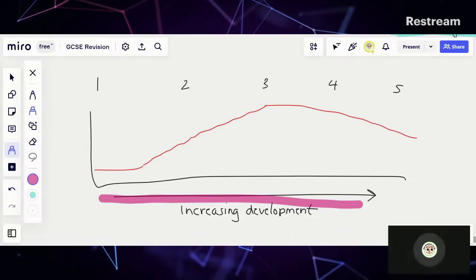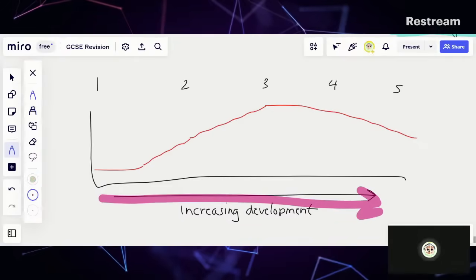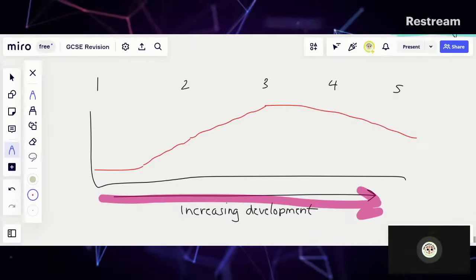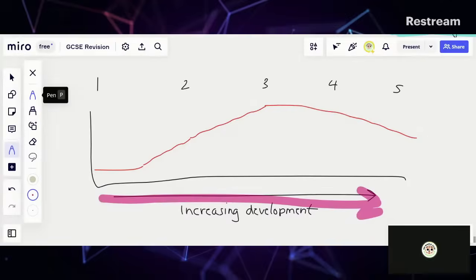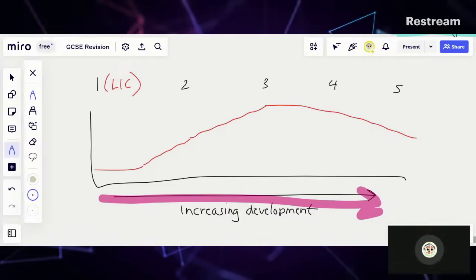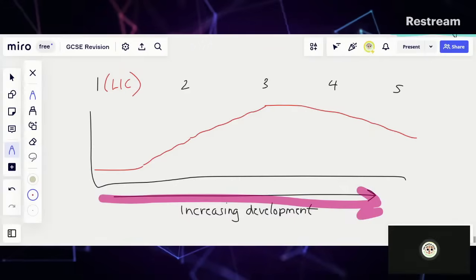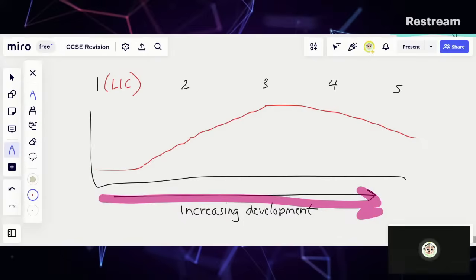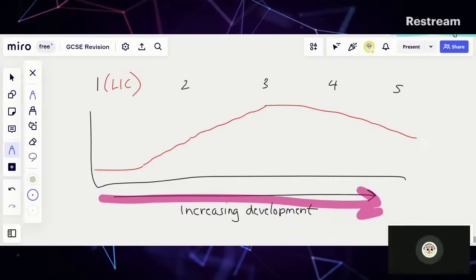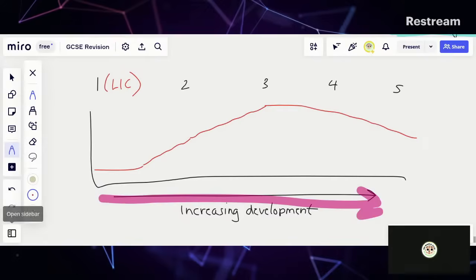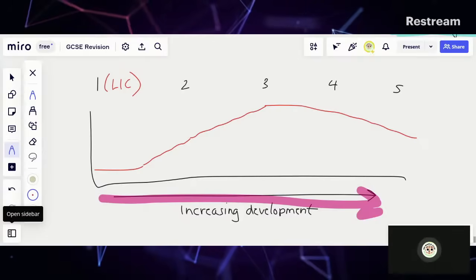Now, the reason why we say that as you go this way, there's increasing development is because it actually matches it. Initially in all countries, the population is quite low. The birth rate is high and fluctuating, and the death rate is also high but fluctuating. The population is low because there's not many health accessories to ensure that there's a low infant mortality rate. So stage 1 is the least developed.